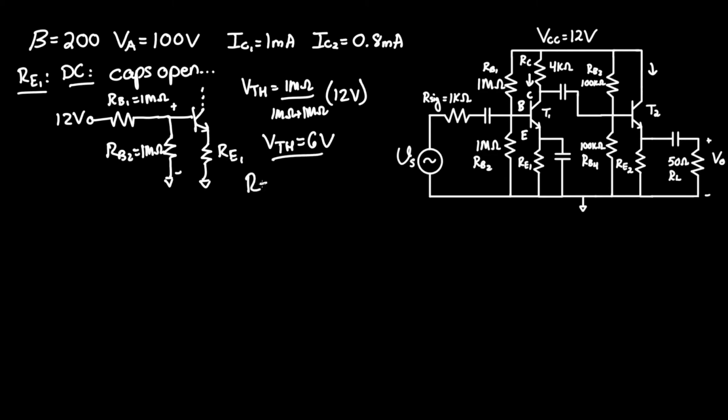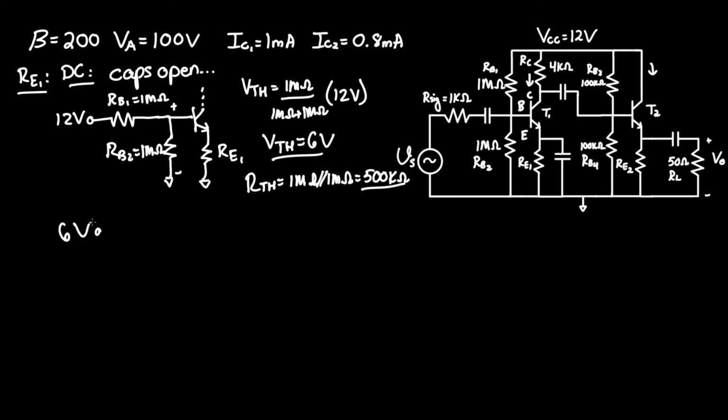For RTH, take them in parallel like usual, which should give you 500 kilo ohms. Since we are taking two equivalent values in parallel, you divide by 2. And now we can redraw the circuit with the new values.